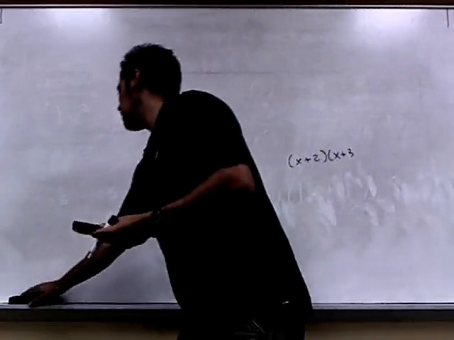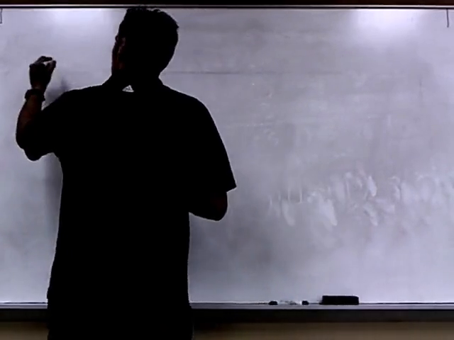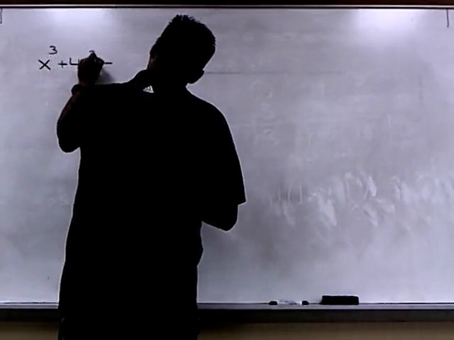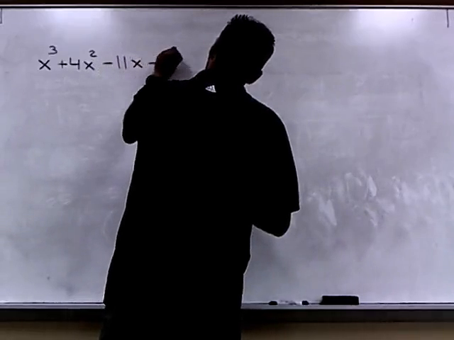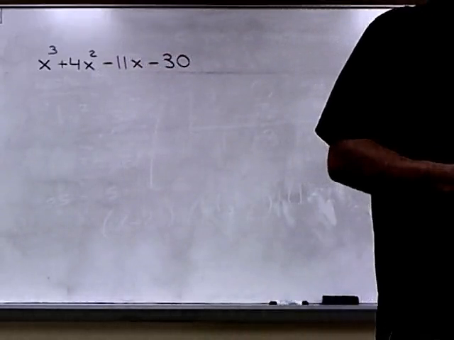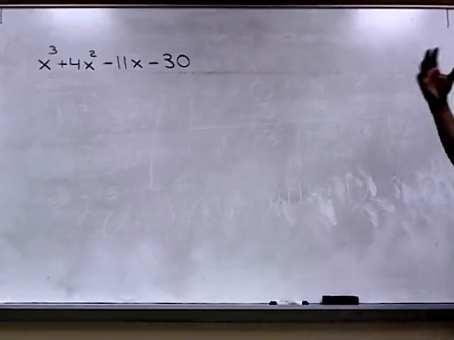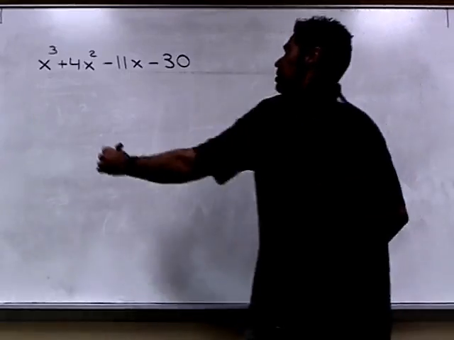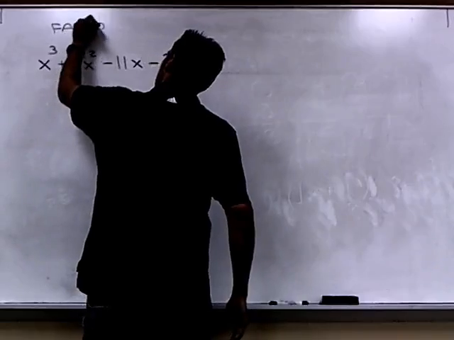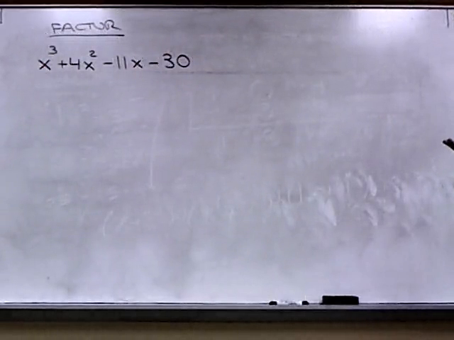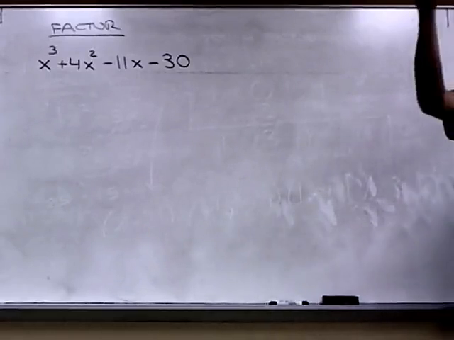Okay, check this problem out. X cubed plus 4x squared minus 11x minus 30. Now let's go through it, and if you're asked to factor this, those are the instructions. Factor. What's the technique that we would use on this according to when we first started this class? What will we do? GCF? Do you have anything? Okay. I heard 4 terms, grouping, right?